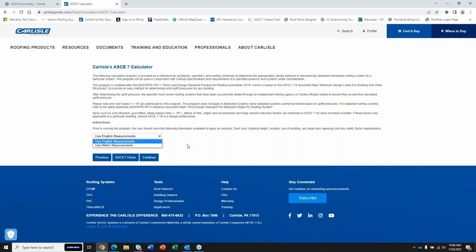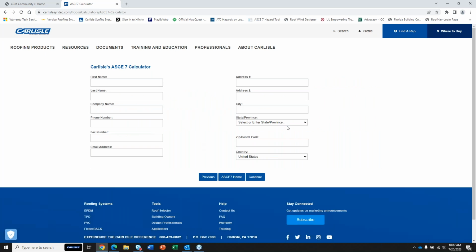There are two different measurements. We're going to focus on the English version. There are always going to be these three tabs down here where you can actually back up if necessary, go start from the beginning, or just continue. And so we're going to continue at this point.